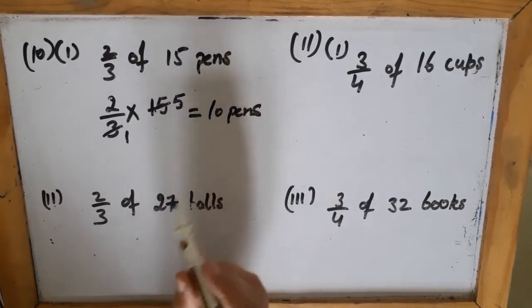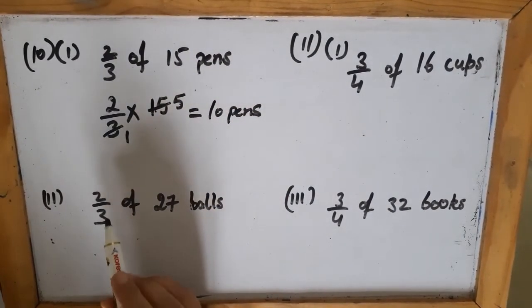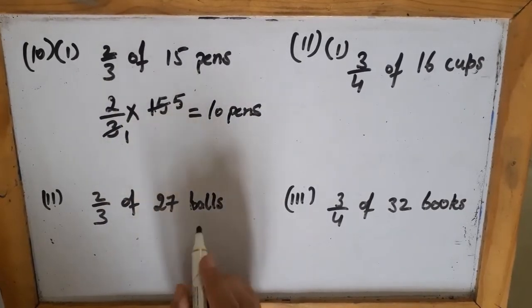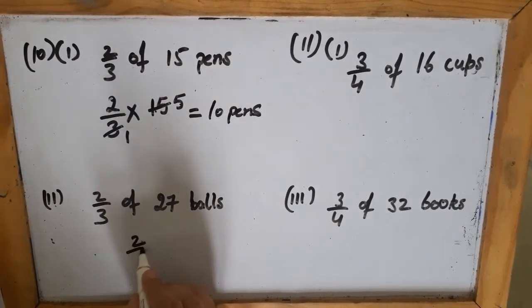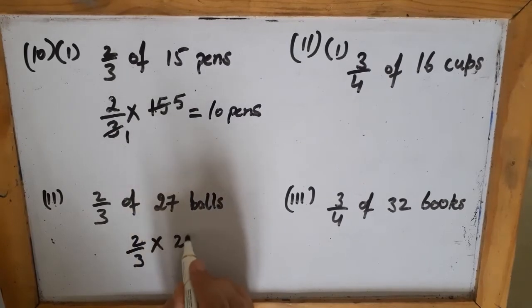So how much is 2/3 of 15 pence? It is 10 pence. Now the second part says 2/3 of 27 balls. So 2/3 of means multiply by 27.